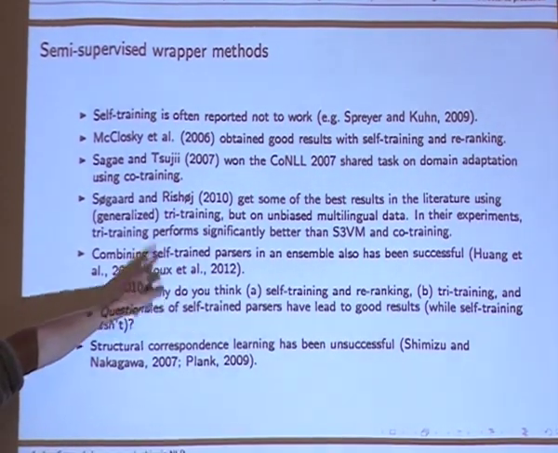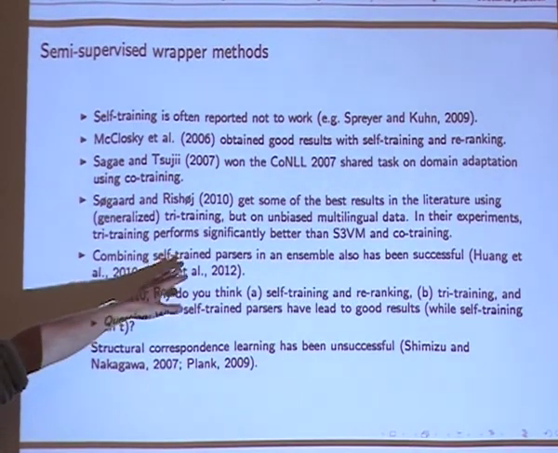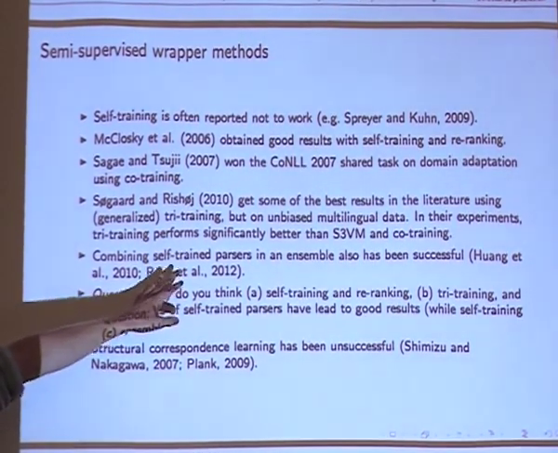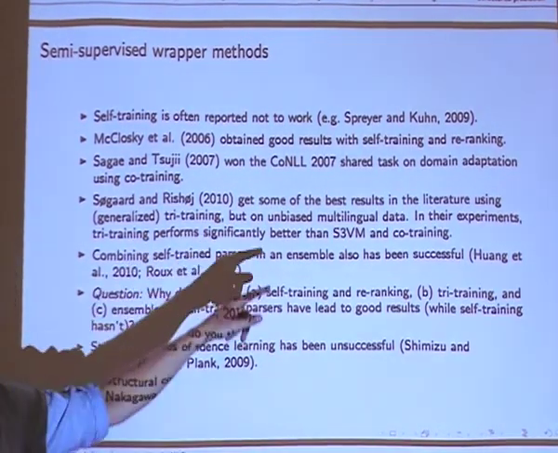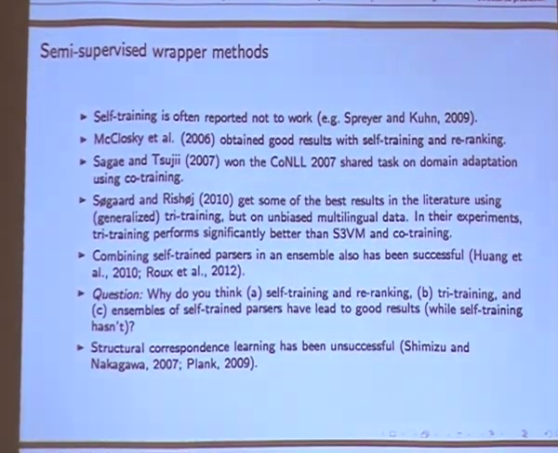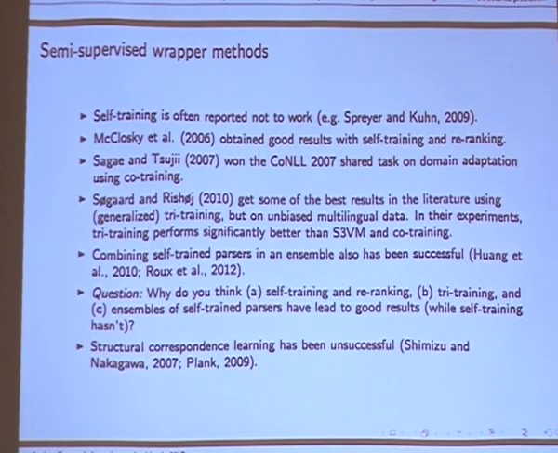Rue et al., so that's also Jennifer, that's the DCU Paris group that participated in the Parsing the Web shared task this year. They won that shared task, and they used an ensemble of self-trained parsers, basically trained on different samples, and combined them in a product of experts.